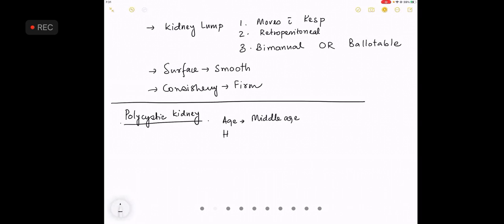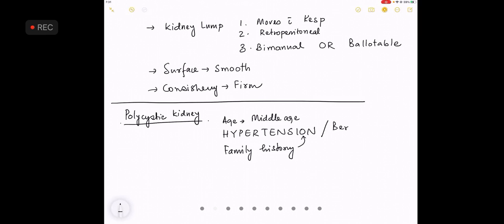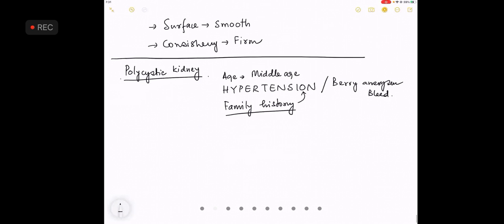Usual presentation is with hypertension. Very good. And there is a family history. Now, family history may not be of a kidney problem, but of hypertension, sometimes even a berry aneurysm rupture. Okay. But what is important in this family history story should be taken.